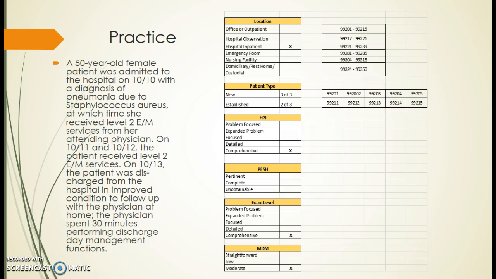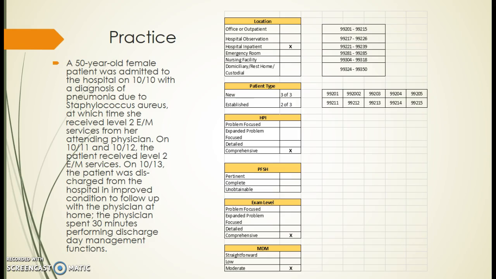And it looks like 99231 does not make it. 99232 looks like it makes it, though. Expanded problem-focused interval history, so that's a level 2. And you can kind of tell it's a level 2 because it's not a 99231, which is first level. It's a mid-level, which is level 2. 99232 kind of fits that. So expanded problem-focused interval history, expanded problem-focused examination, and then medical decision-making of moderate complexity.